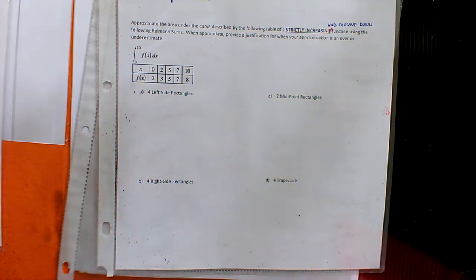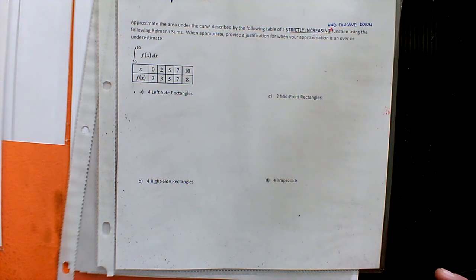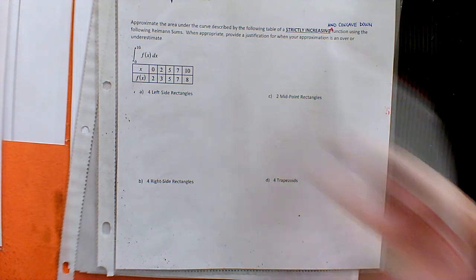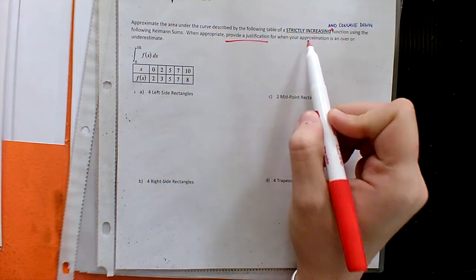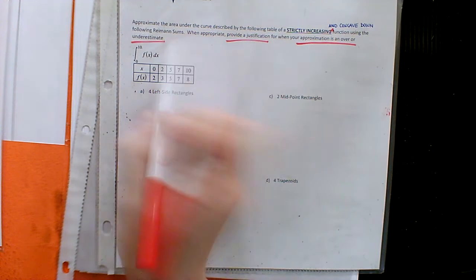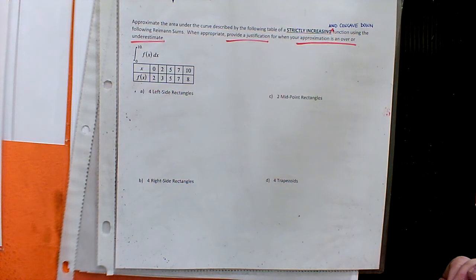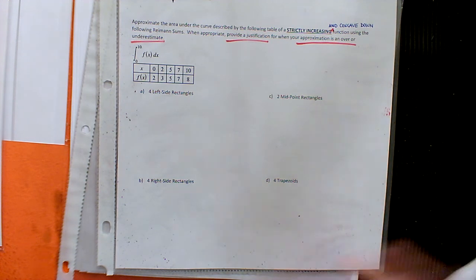Okay, so we're going to do kind of one of each. When appropriate, so when you can, provide a justification for when your approximation is an over or an under estimate. Can I give you about 7 minutes or so to try to do the 4 of these? Yeah? Go ahead and try them out.